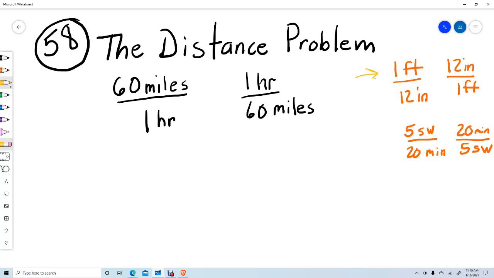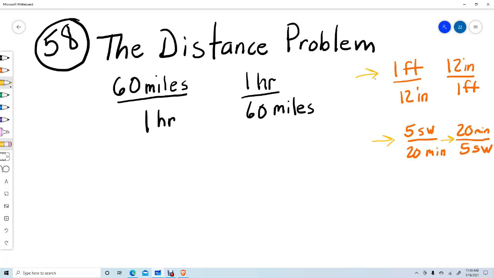Distance problems are more similar to something we did a little later where we talked about other kinds of rates, not units. For example, we could say Justin could shovel 5 sidewalks in 20 minutes. We can also state that a different way, same information: in 20 minutes, Justin can shovel 5 sidewalks. Same idea. You have one rate or ratio, you flip it, and you have a second one.